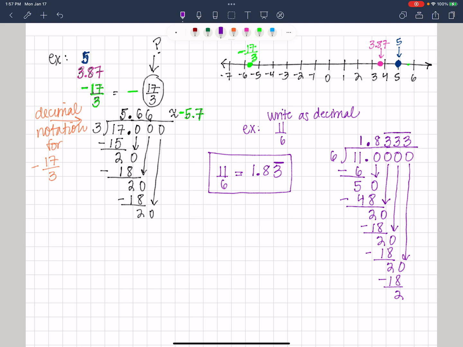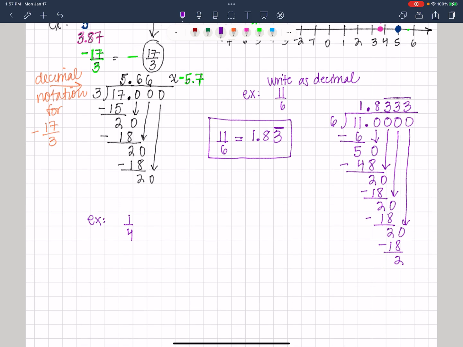Let's try another one. Let's try 1/4. You may already know what 1/4 is as a decimal. If we don't, we're going to take 1 divided by 4, and in that dividend, we're going to put a few zeros after the decimal place. We're going to bring up that decimal place.